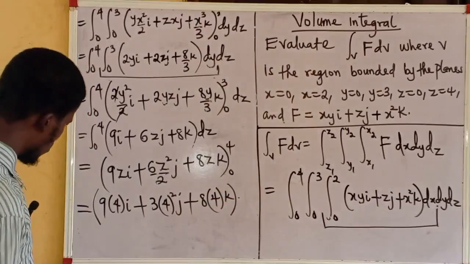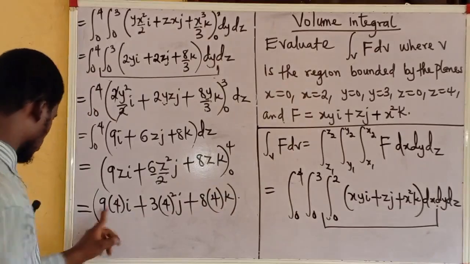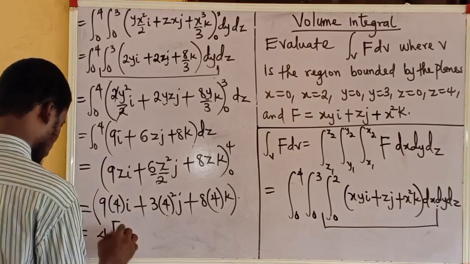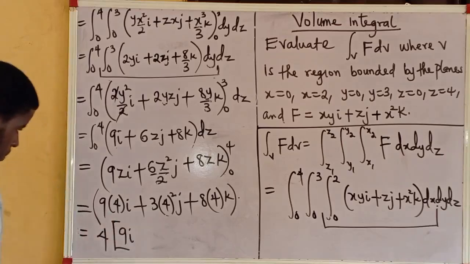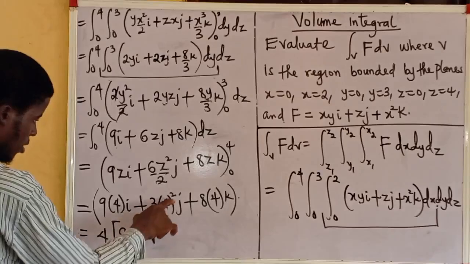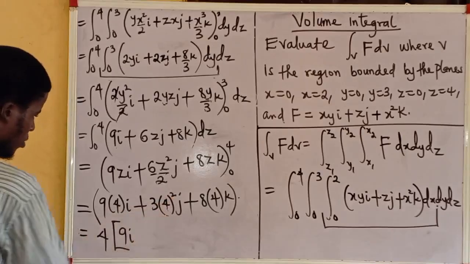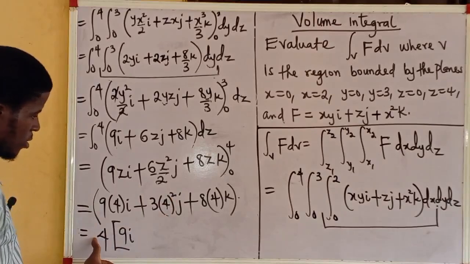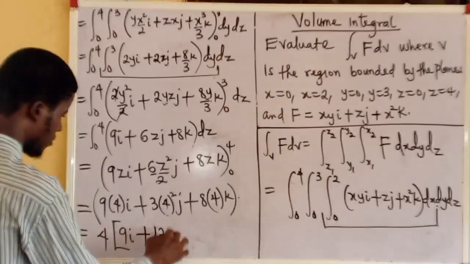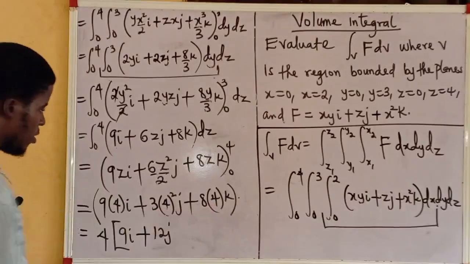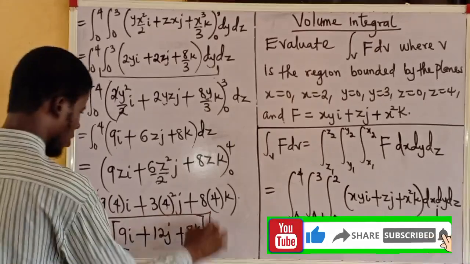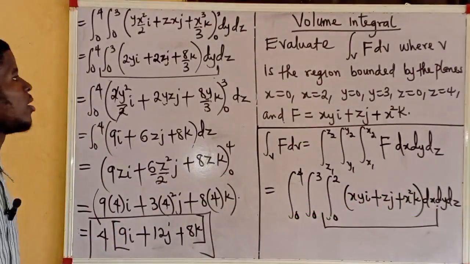I can see that 4 is common to all of them, all the terms. 1, 2, 3, there's 4 in each. So I can factor 4 out. I'll be having 9i left here. If I bring 4 out here, I'll be having 3 times 4, since 4 is to the power of 2, so if I factor out 4, I'll be having just 4 to the power of 1, times 3, that's 12. And what will be left here? Just 8k. So this gives the volume integral. This is the volume integral of F.